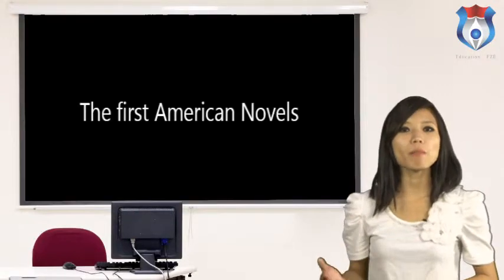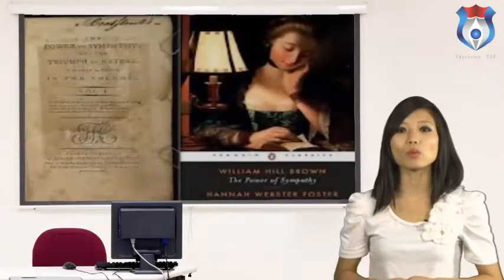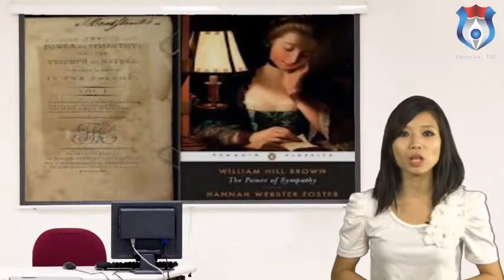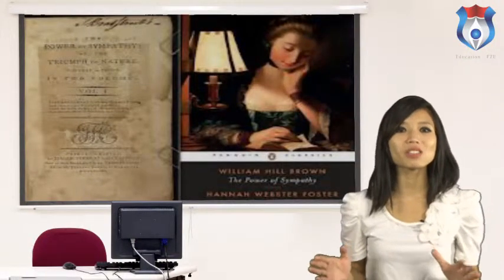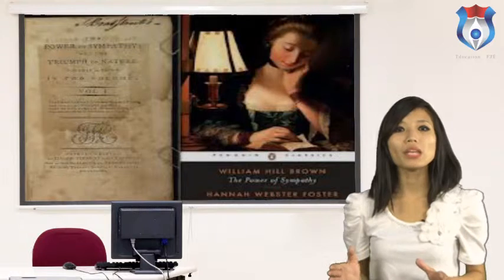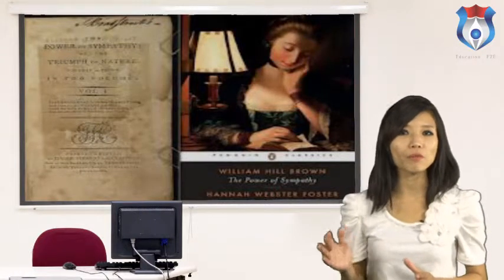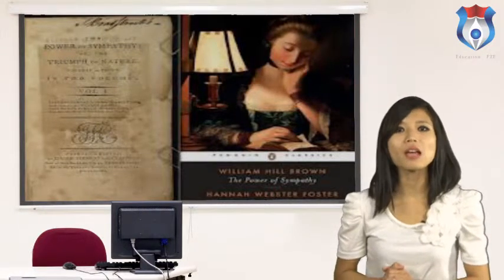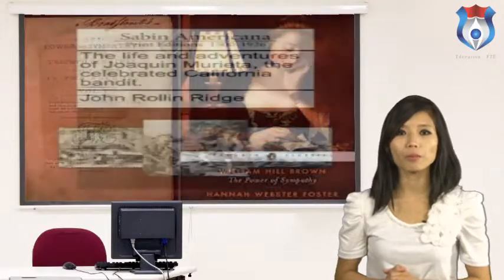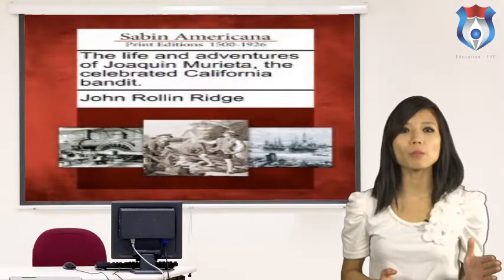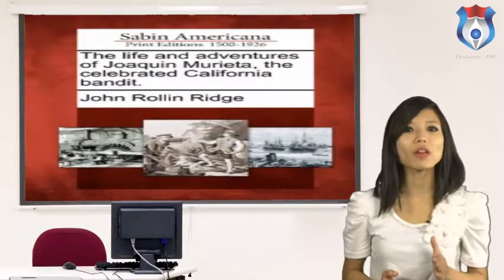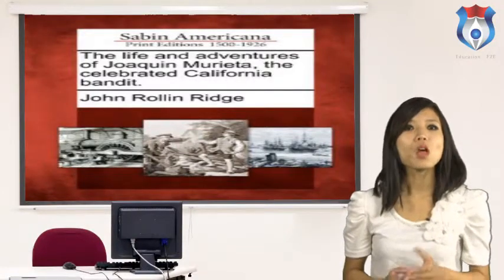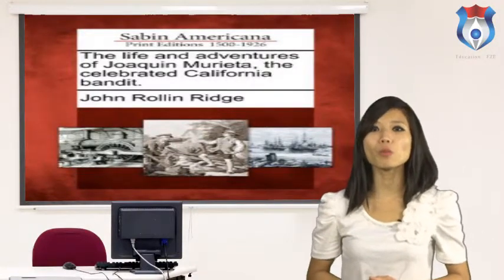The Power of Sympathy in 1789 was the first American novel by William Hill Brown. This only shortly preceded the Gothic romance Wieland in 1799 by the first professional American novelist Charles Brockden Brown. The first novel published by a Native American was The Life and Adventures of Joaquin Murrieta in 1854 by John Rollin Ridge.